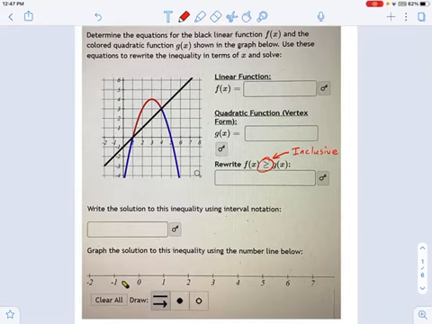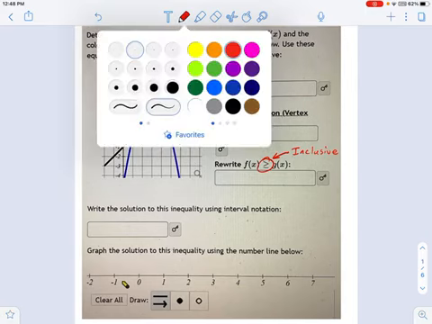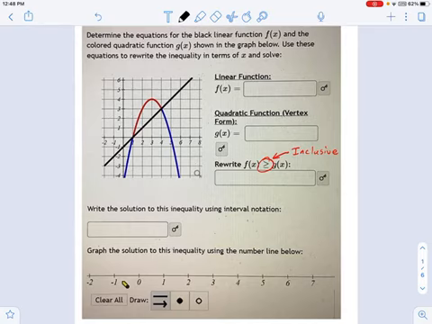What we have here is a problem showing a linear function, that straight black line, and a quadratic function, which has blue and red parts to it. I just colored them differently so you could focus on which portions are above and which portions are below the black line.